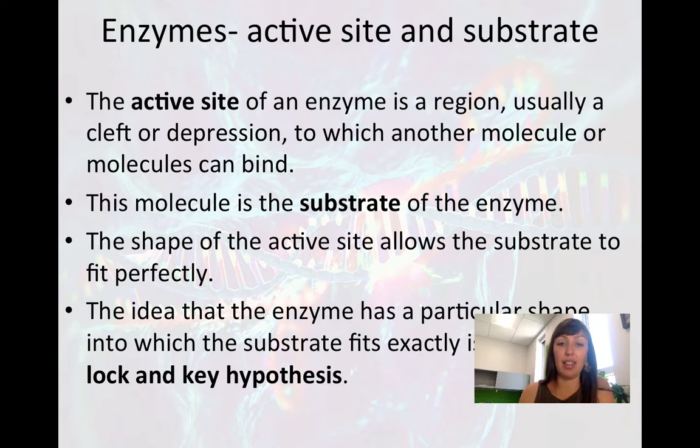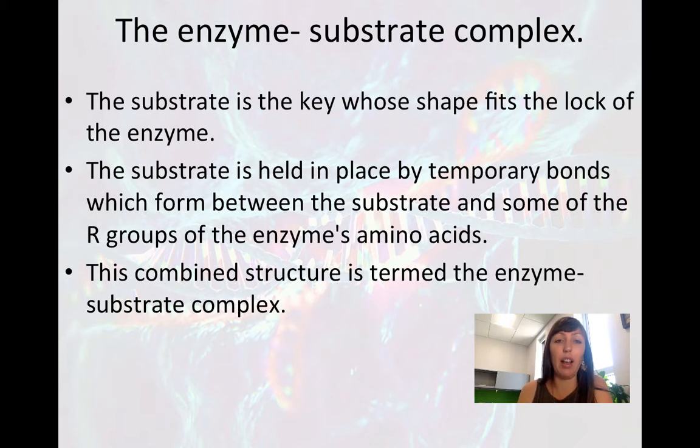The idea that the enzyme has a particular shape into which the substrate fits exactly is known as the lock and key hypothesis. The substrate is the key, whose shape fits the lock of the enzyme, and the substrate is held in place by temporary bonds which form between the substrate and some of the R groups in the enzyme's amino acids. This combined structure is termed the enzyme-substrate complex.